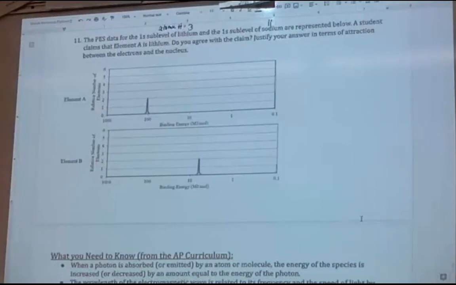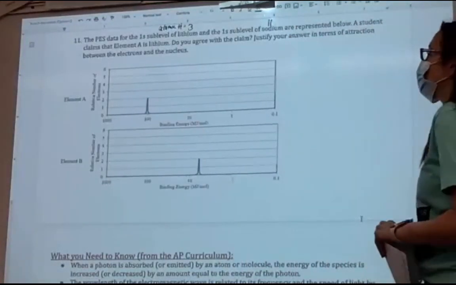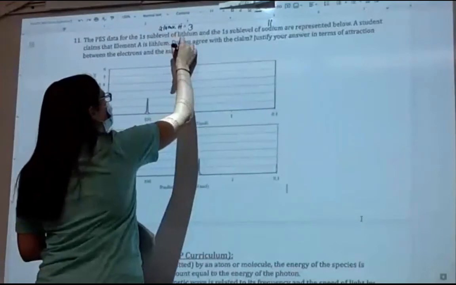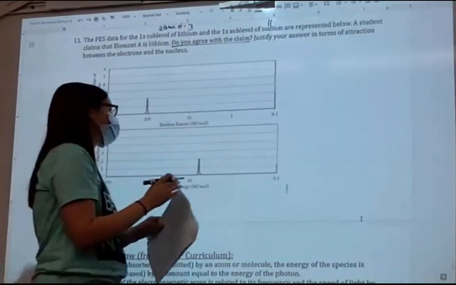So the PES data for lithium and sodium are represented below. A student claims that element A is lithium. Do you agree with the claim? The first thing that you should answer is I agree or I disagree. And then you can continue on. And then it says justify your answer in terms of attraction between the electrons and the nucleus. So we're going to start with either I agree or I disagree, and then we're going to justify and say why based on attraction.